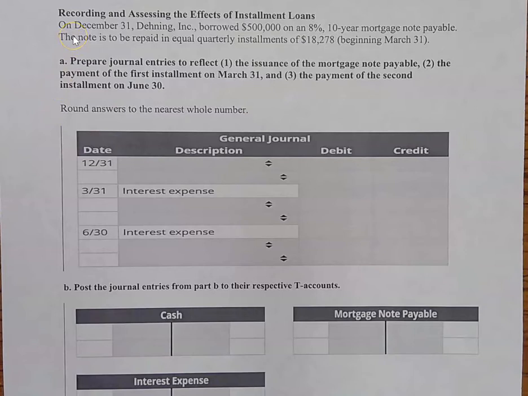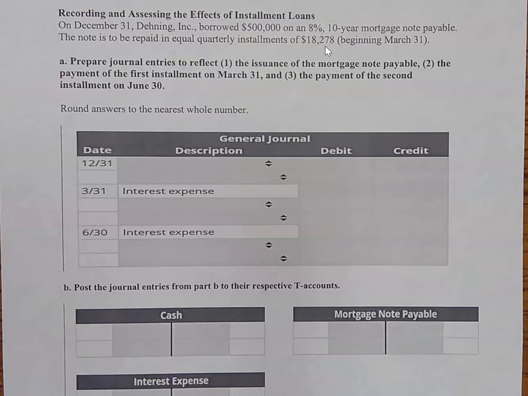It says on December the 31st, Denning borrowed $500,000 on an 8% 10-year mortgage note payable. And it says the note is to be repaid in equal quarterly, very important, installments of $18,278 beginning on March 31st.